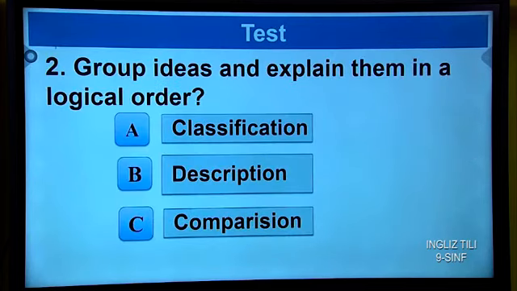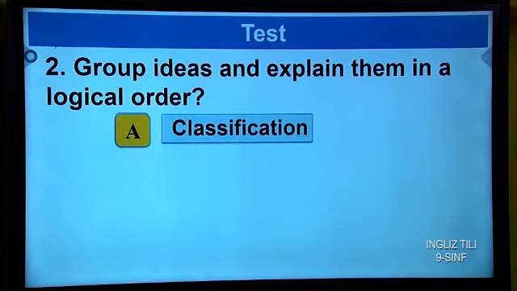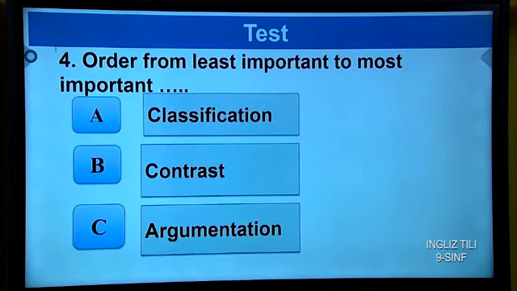It means chronology. So, next one. Group ideas and explain them in a logical order. A. Classification. B. Description. C. Comparison. Which one is correct? Did you find? Good. It is A. Classification. So, next one. Order from least important to most important. What does it mean? Which one is correct, dear pupils? You are right, it is argumentation.